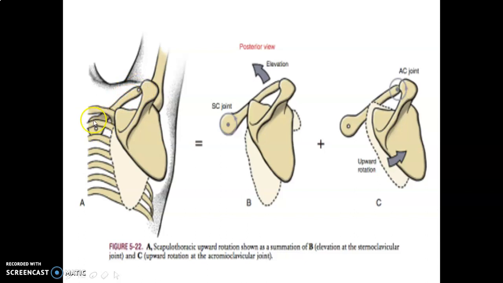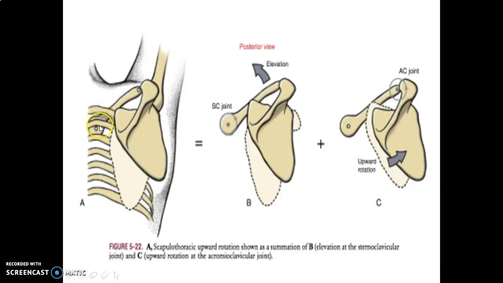This is the sternoclavicular joint. This is the clavicle, and the proximal end is attached here. So here what happens is the first scapular upward rotation: you can see the scapula moving from this position to this position. The movement happens only in the sternoclavicular joint; the clavicle is elevated, and this elevation solely happens in the sternoclavicular joint.